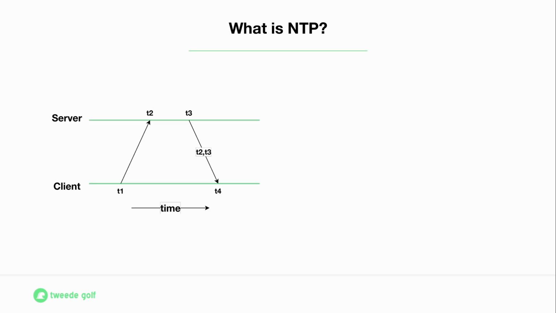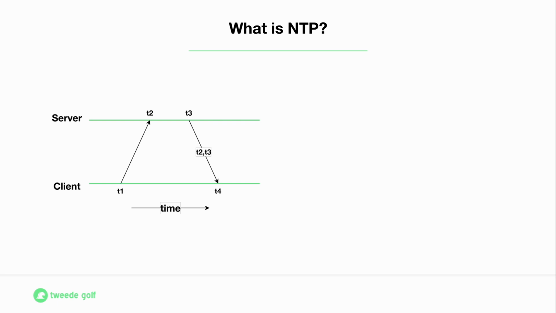In its essence, it's very simple. A client sends a request to a server: hey, what is your current time? And the server answers. But instead of answering with just a single timestamp, the server keeps a record of when the request packet arrived and when it sent the response, and those two timestamps it sends with the response.